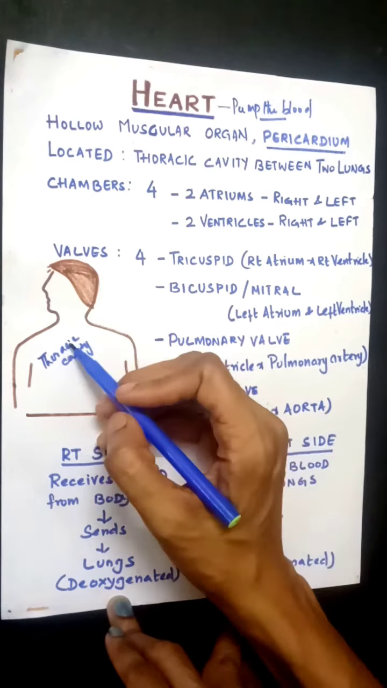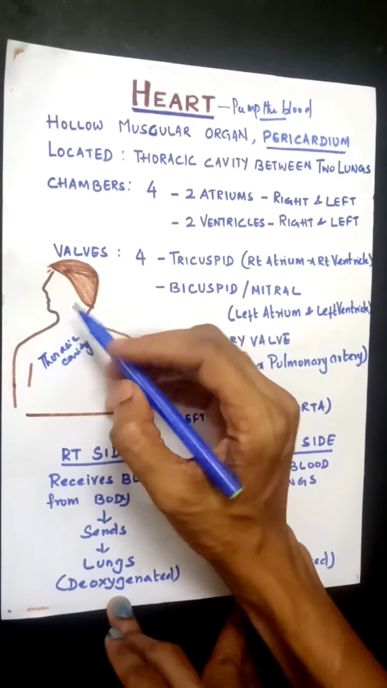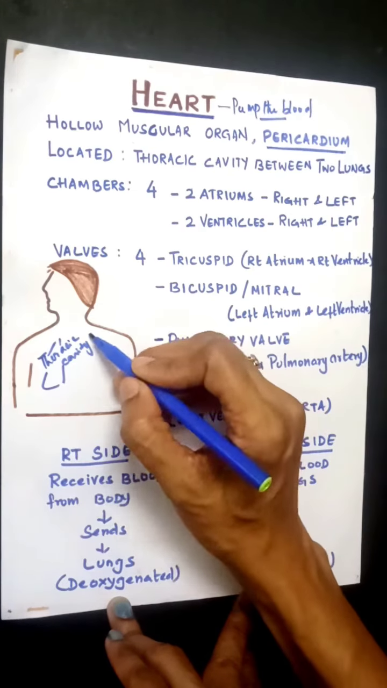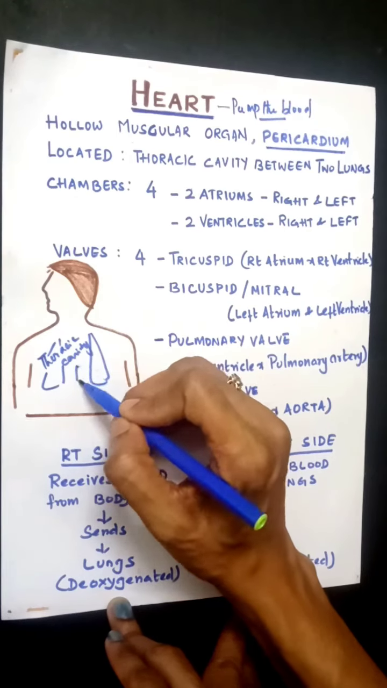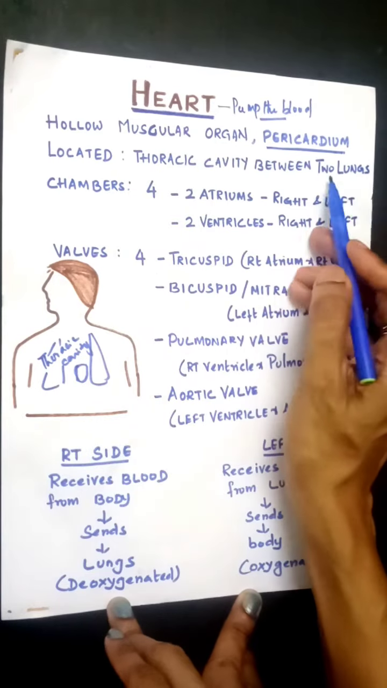digestive organs. So in the thoracic cavity, what you have from here: nasal cavity and oral cavity. Here you have the trachea and two lungs, a pair of lungs. In between the lungs, the heart is located. So it is located in the thoracic cavity between the two lungs.